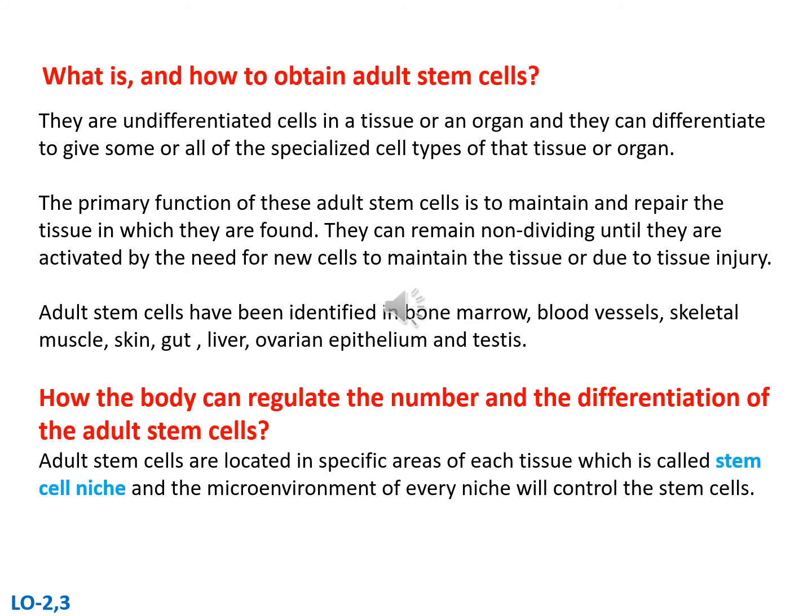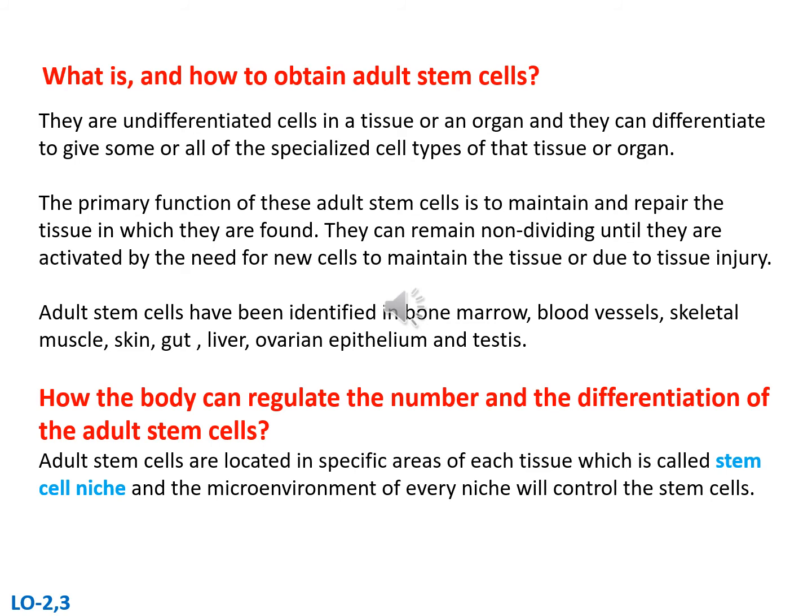So the next is the adult stem cells, which are undifferentiated cells in a tissue or an organ, and that can be differentiated to give rise to some or all of the specialized cell types of that tissue or an organ. So the primary function of these adult stem cells is to maintain and repair the tissue in which they are found. They can also remain non-dividing until they are activated by the need for new cells to maintain the tissue or due to tissue injury.